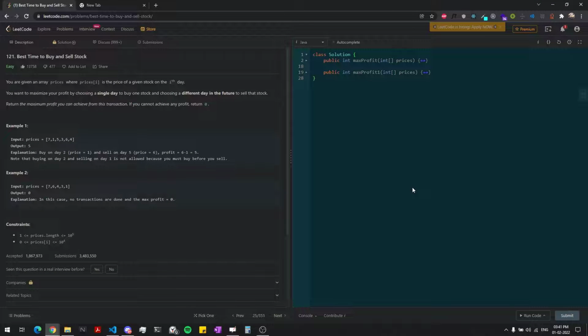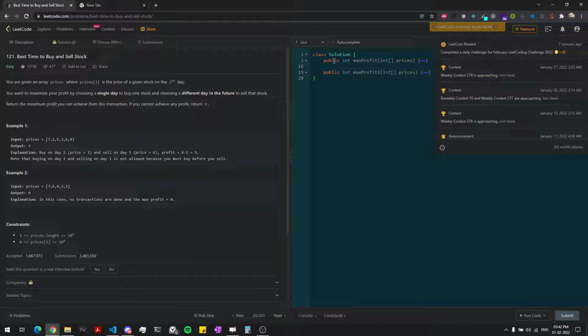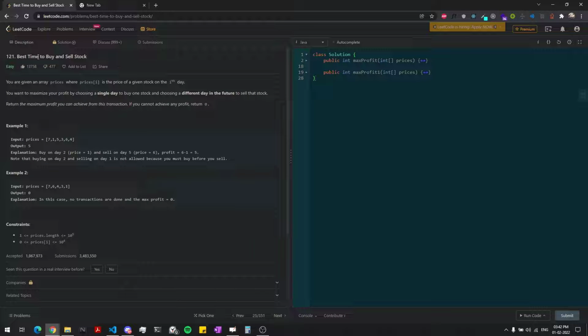Hi everyone, I'm Bihan Chakraborty and today I'll be discussing problem number 121, that is Best Time to Buy and Sell Stock. This is the first problem of the February monthly challenge 2022 and I've already finished this one today. It's a very popular problem and it has a lot of variations.